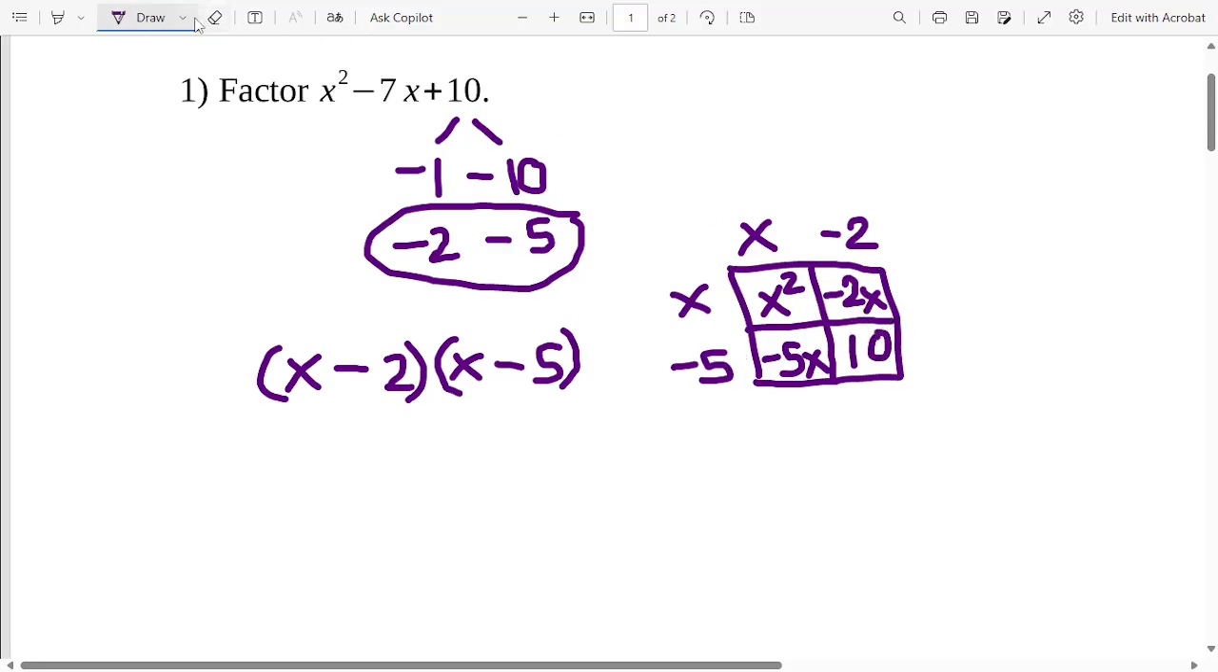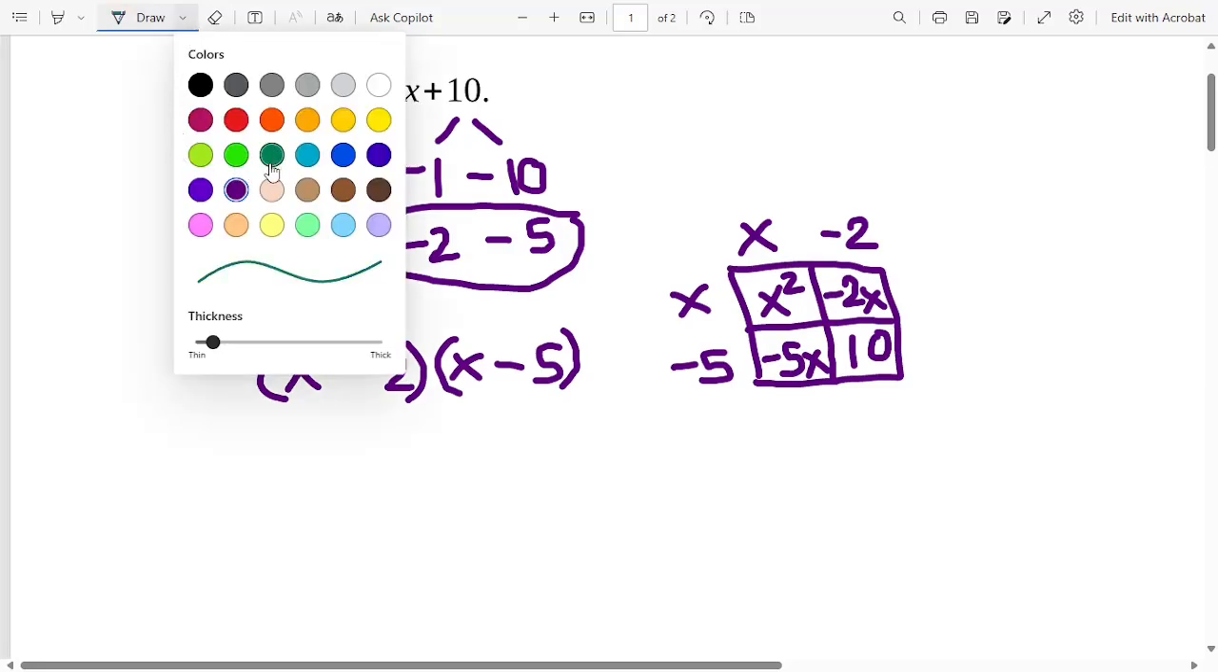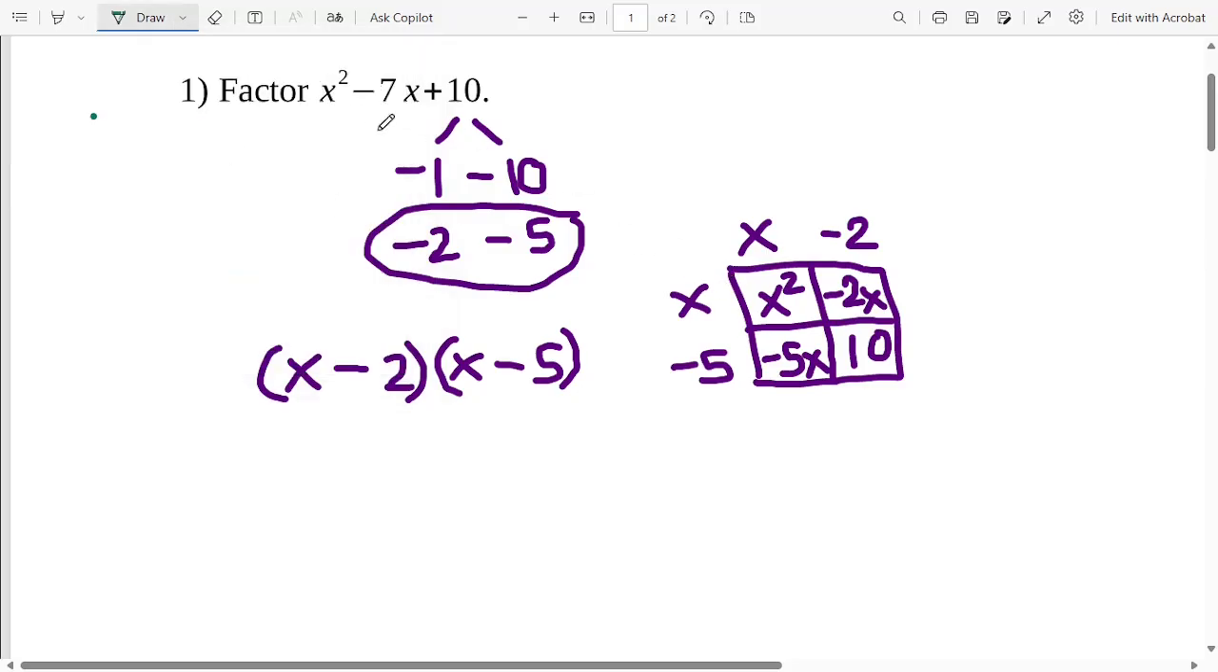Okay? So if I look here, let's check and make sure we have everything. Do I have the x squared to start? Yeah, I have that here. That's the x squared. Do I have the negative 7x? Well, I have a negative 2x and a negative 5x, and if I add those two together, I get a negative 7x. So we've got that. That checks out. And then finally, do I have the positive 10? Yes, I have that right here. So this all checks out for this first quadratic.